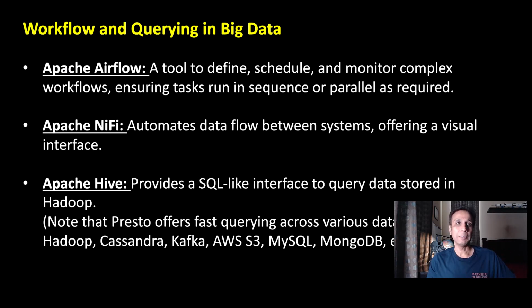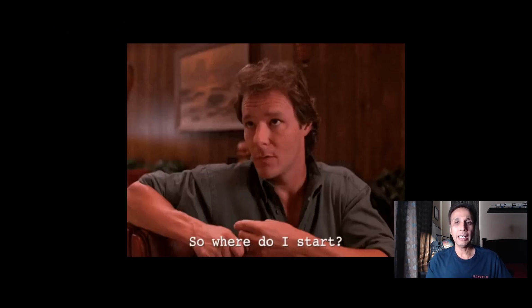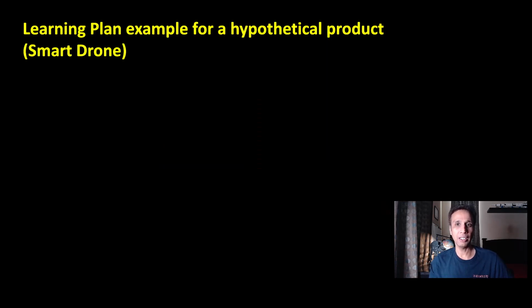Okay, so now I gave you a whole bunch of information about different things. Believe me, there are a million more things that I'm not even including here, but this kind of summarizes exactly what is out there. Now, the question is, okay, all that is great. Now, where do you get started? This is why I created a walkthrough of hypothetical products. So learning plan example, let's go through this.